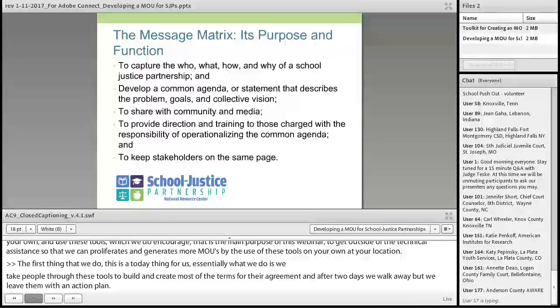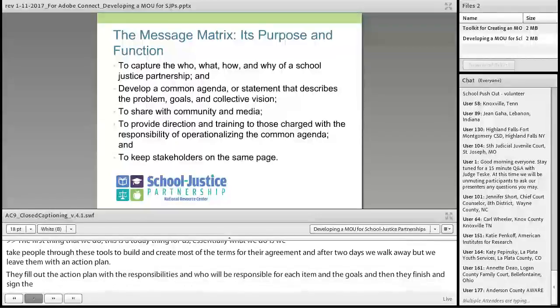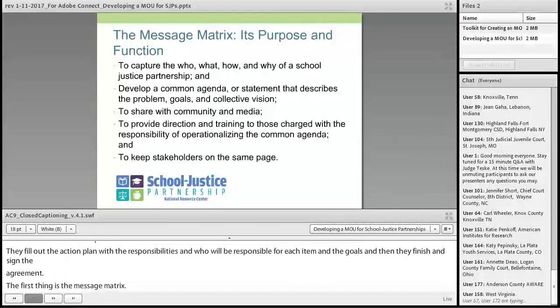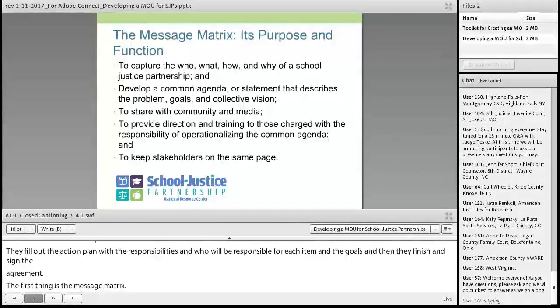The first thing is what you see before you, the message matrix. Before you begin anything, once you create your stakeholders group, okay, everyone needs to identify why they're doing this. So who's involved in it? What is it about? How are you going to do it? All around the why. And part of this is to create a common agenda.